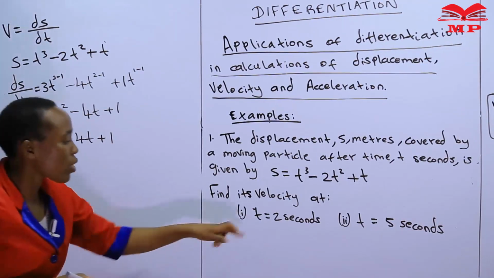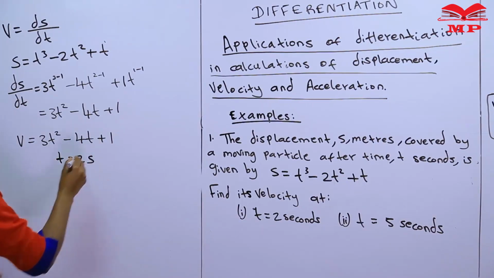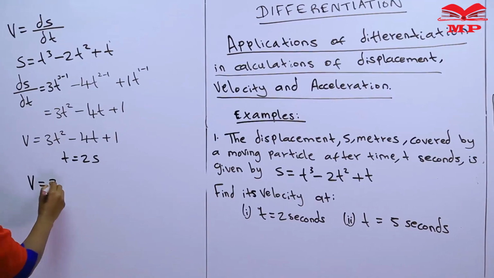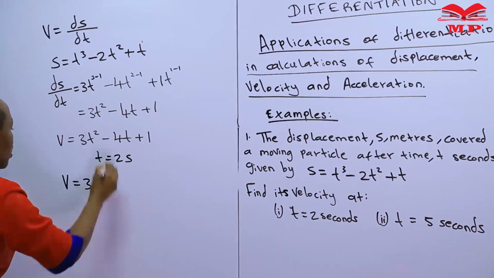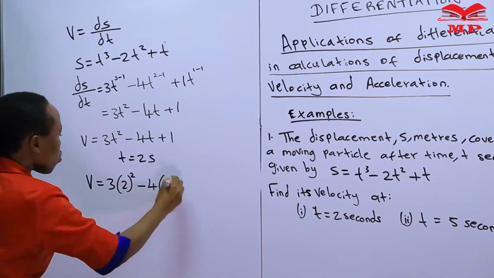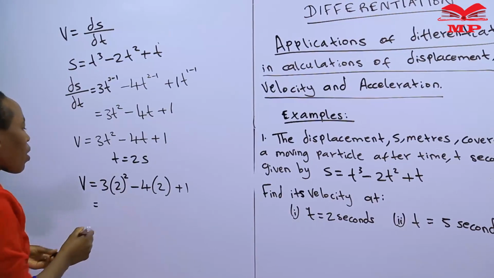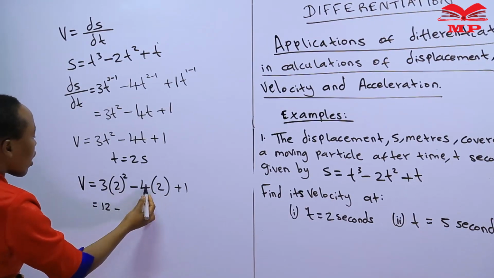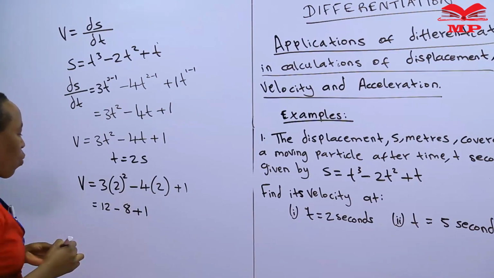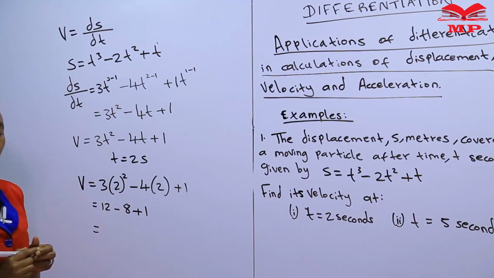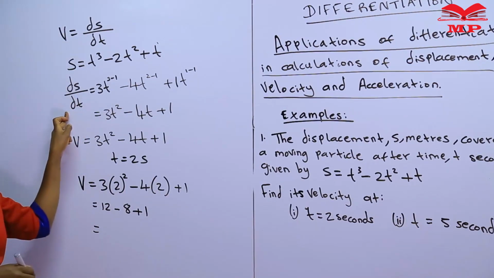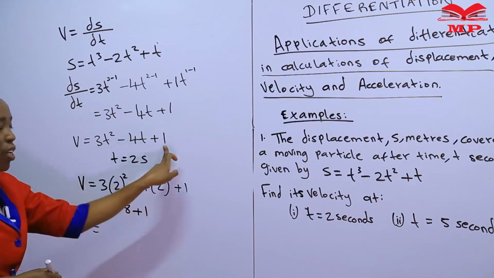Now when we want to find the velocity at the time t is equal to 2 seconds, we substitute the value of t with 2 seconds. And therefore velocity will be 3 times 2 squared, minus 4 times 2, then plus 1. So we get the velocity as 3 times 4 is 12, minus 8, then plus 1. We get the gradient function, which is ds/dt, and that is the equation for velocity.